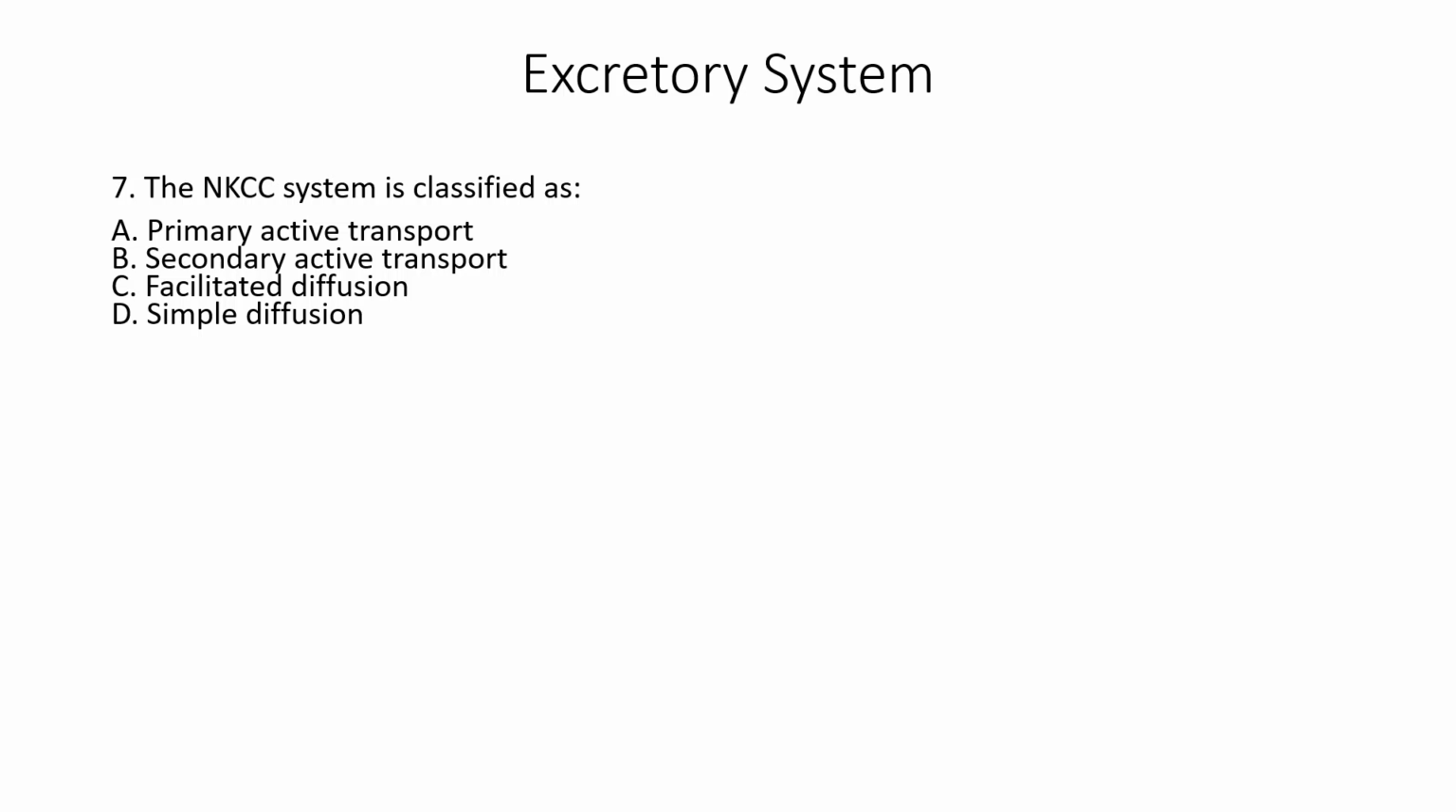I think I've repeated this question. So the NKCC system is classified as which one? So if you guys remember, you can just quickly tell what type of transport it is, right? If it's not clear, I can just go over it again. But I explained about the types of active transport and what primary means.